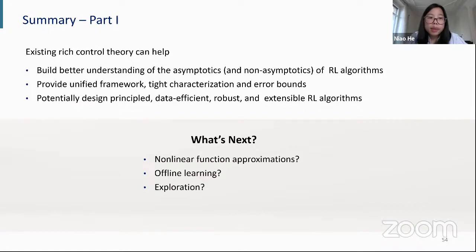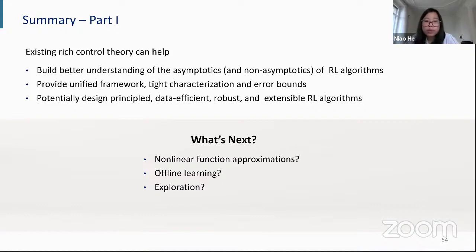So this basically summarizes what I want to discuss. There is a little bit of delay, so now this is actually the summary for part one. We can see that there are many other rich and useful control theory tools that can help us build a better understanding of the asymptotics of reinforcement learning algorithms. I only focus on asymptotics for this part.